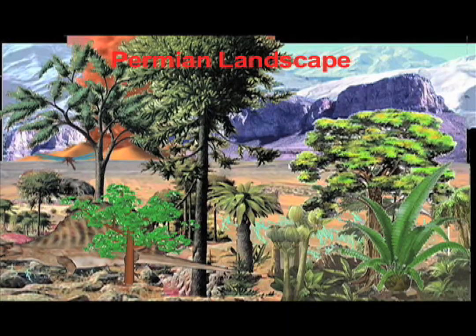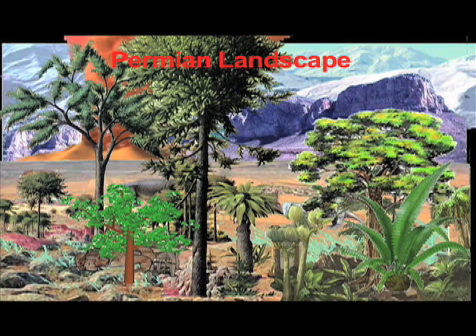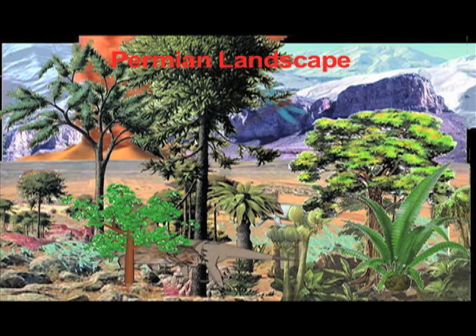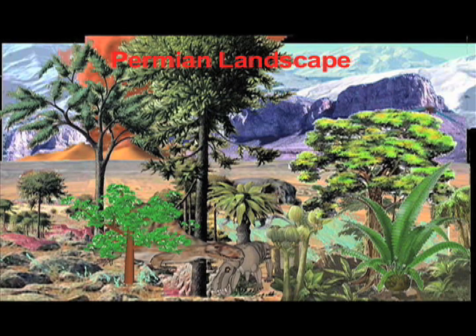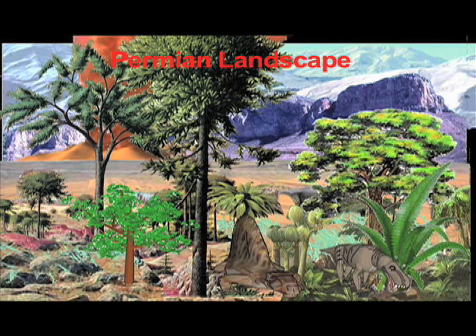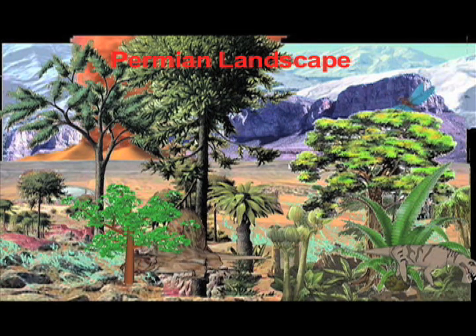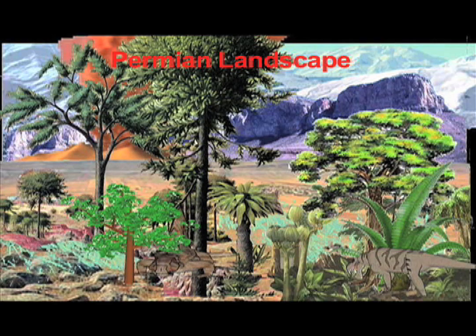Fishes. Permian landscape. Conifers. Ginkgos. Cycads. Synapsids and diapsids. Bugs and beetles. Tetrapods. The supercontinent of Pangaea was cold and dry.